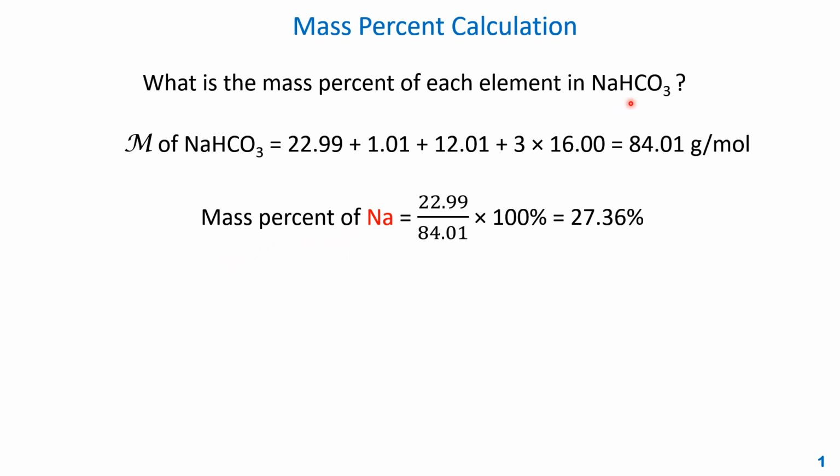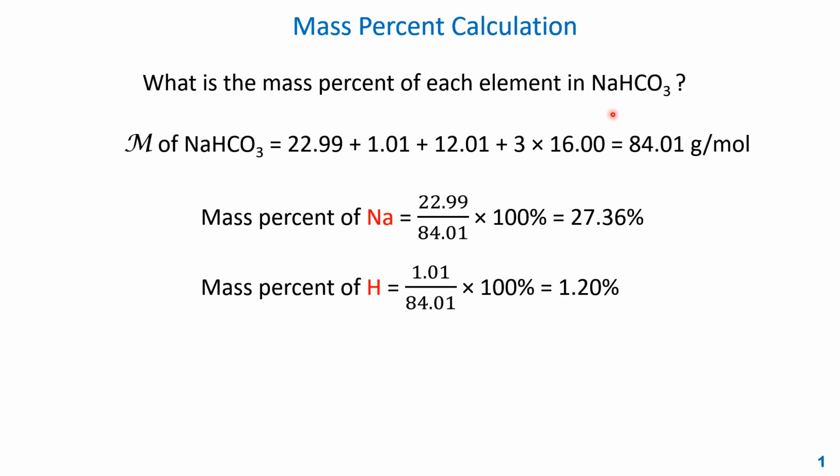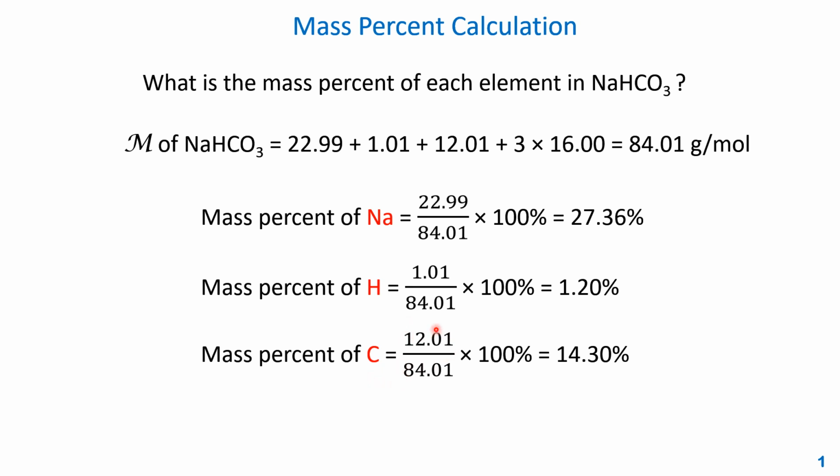Now, the second element you can calculate is hydrogen. There's also just 1 hydrogen. The molar mass of 1 hydrogen is 1.01 divided by the total molar mass. The percentage is 1.2%. The third element here, carbon, the mass percent equals, since this is also just 1 carbon in the formula, just the molar mass of 1 carbon, 12.01, divided by the total molar mass. The percentage is 14.3%.